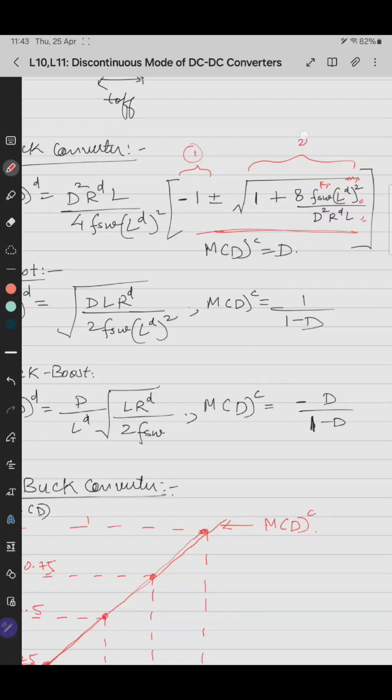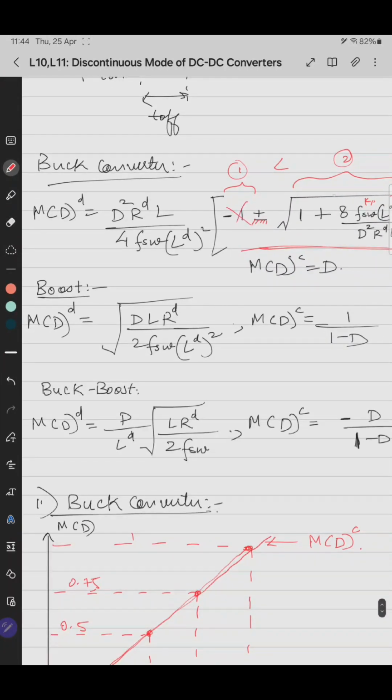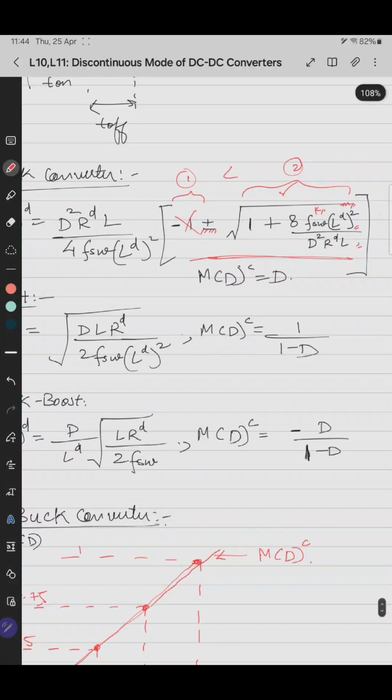This is 1, this is 2. So 2 is greater than 1. But the thing is, to make it positive, 2 has to be greater than 1. So we'll discard the negative sign here. And here is this expression number 2. So if 2 is greater than 1, we'll neglect 1 and we'll assume only 2. So 2 is multiplied with this. And in this 2 there are two expressions, 1 plus this. So we'll neglect this and we'll consider only this.